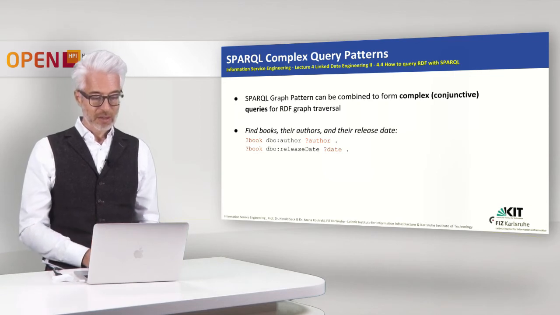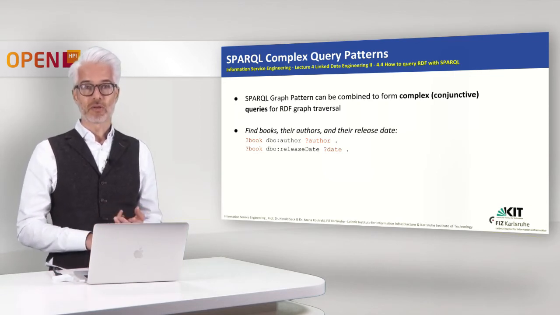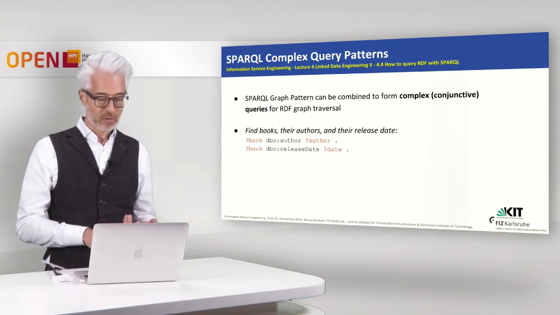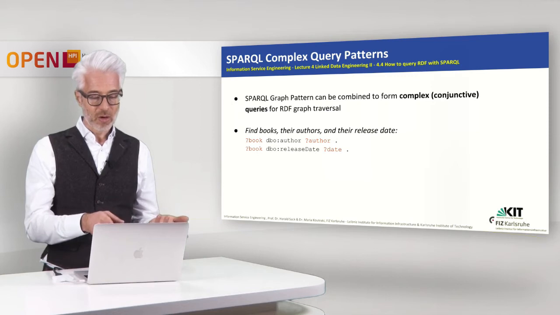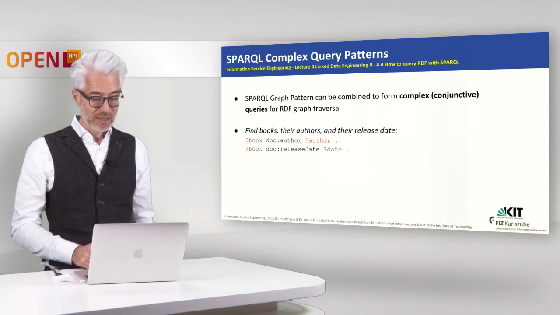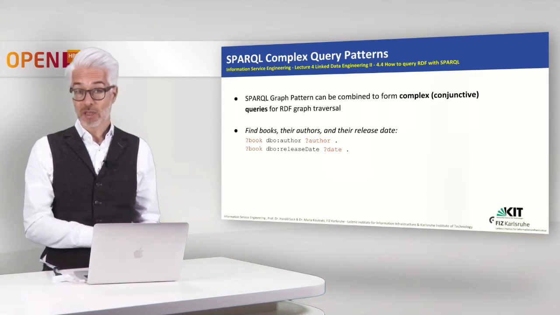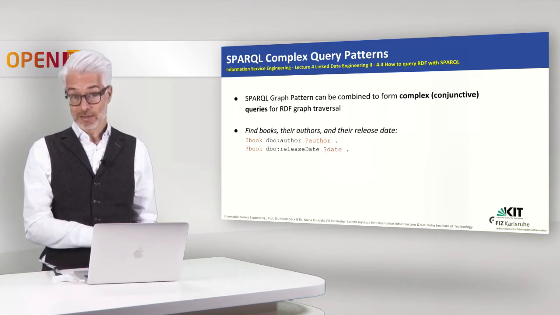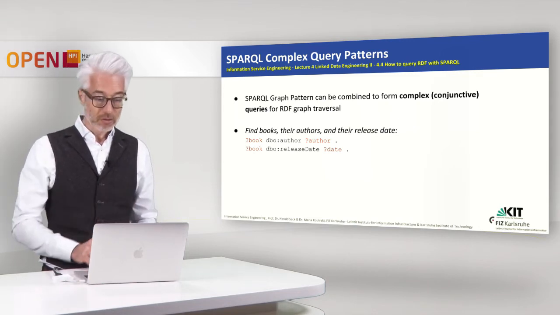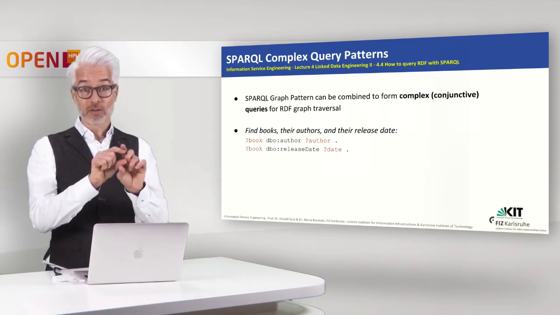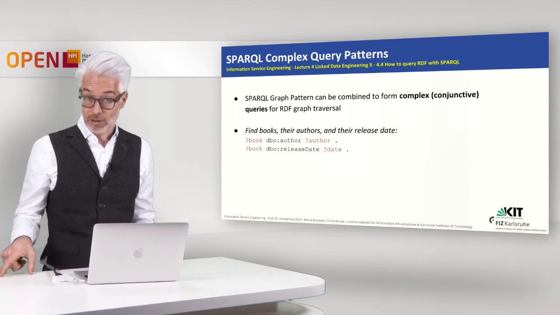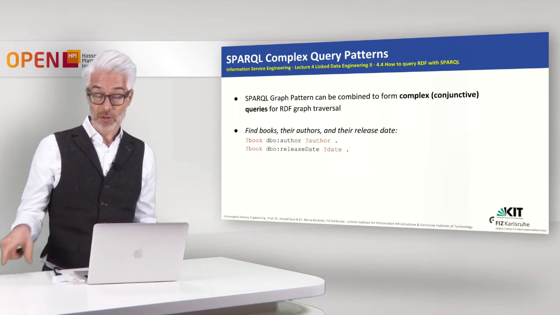So here, for example, I try to find books, their authors, as well as the release date of these books, which means I look for a pattern, first book, then DBO author, and then I simply add a second pattern which says, okay, exactly this book should have a specific release date, therefore I use DBO release date as a property, and then another variable which I call date. Note that here also these graph patterns have been closed with a period. So this is Turtle. Remember, it's Turtle, you have to close your statement with a period.